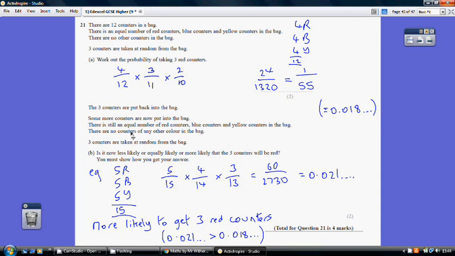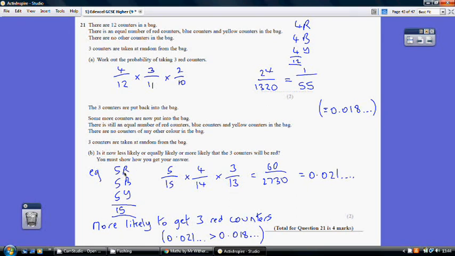Now, I'm told some more counters are put into the bag. Still an equal number of red, blue and yellow. And I'm being asked, is it now more likely or less likely that 3 counters will be red? And I need to show how I get my answer. I don't have to prove it, just got to show it. So let's just do a simple example. Let's say we put 1 more red, 1 more blue and 1 more yellow in. So I've now got 15 counters.